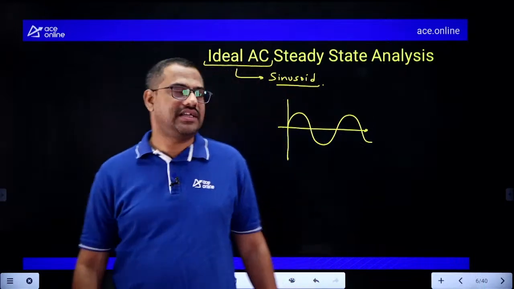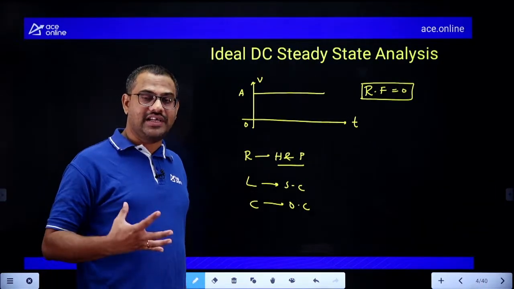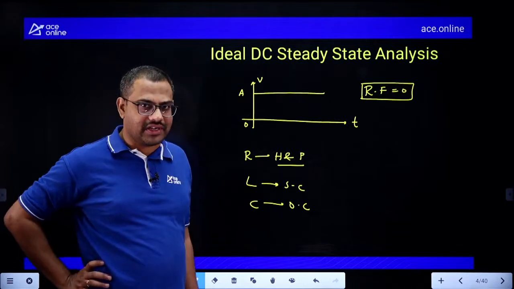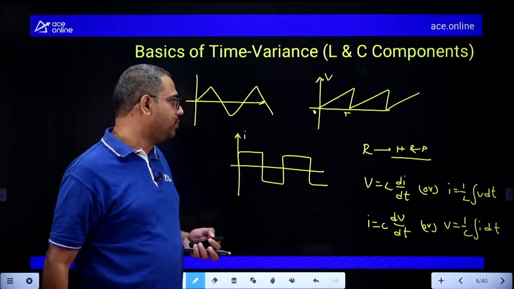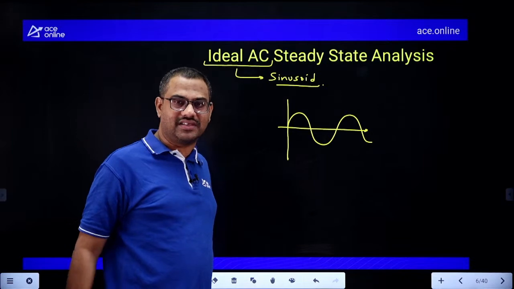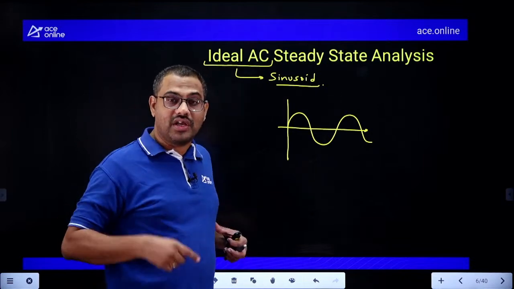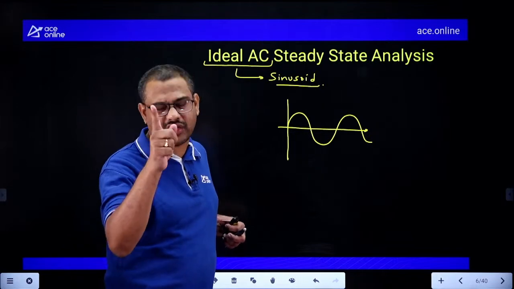See, Edison initially told that DC is the best waveform. But our energy cannot be transported with DC everywhere because DC cannot be stepped up or stepped down. Later, Tesla came and proved that AC is the best waveform with which we can transport our energy over long distances by stepping up and stepping down, where the transformer is the heart of our power system.